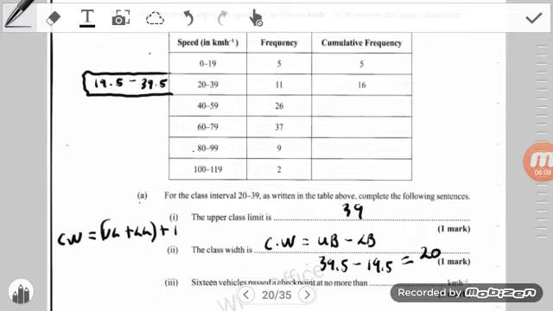Alright, so let's see. So the upper limit is, I'm sorry, this is not plus, this is minus. So the upper limit is 39 and the lower limit is 20, and that's going to be plus 1. So that's going to be 19 plus 1, which of course again is equal to 20.